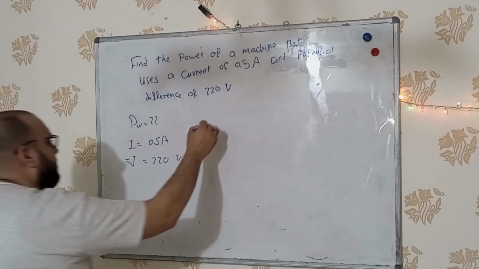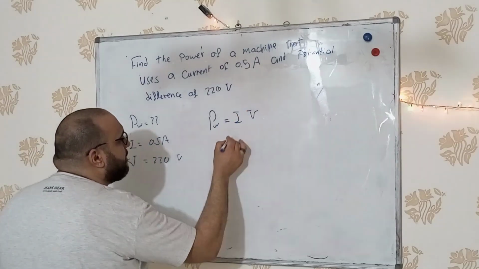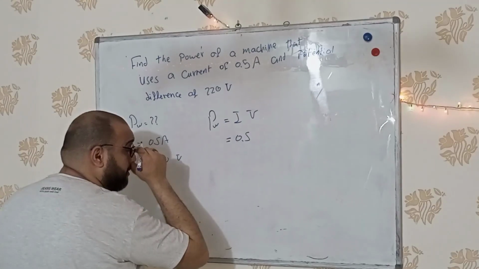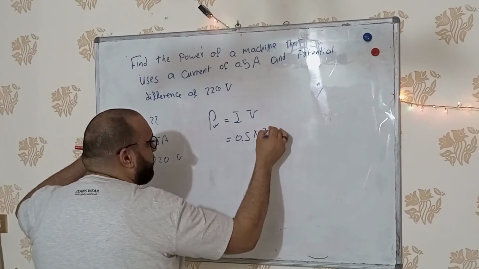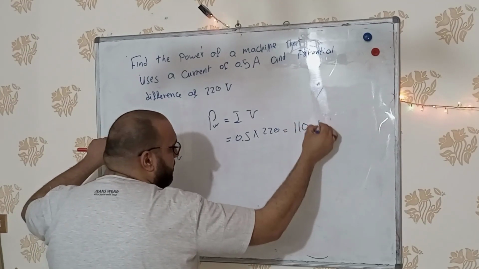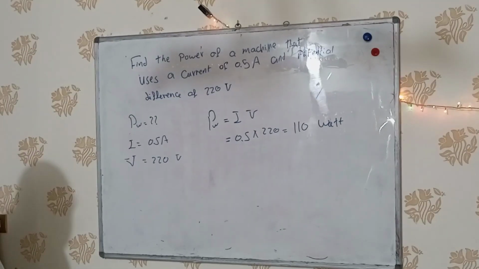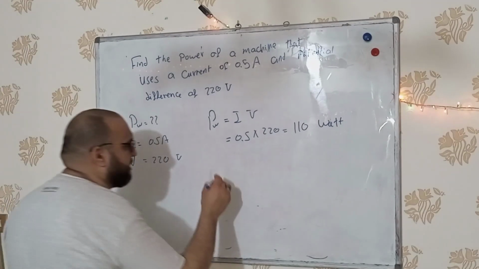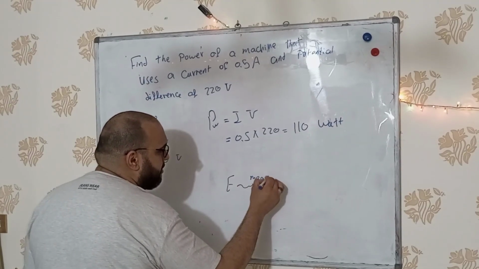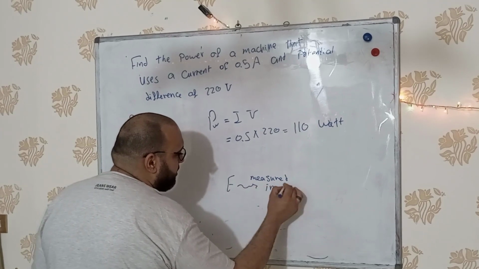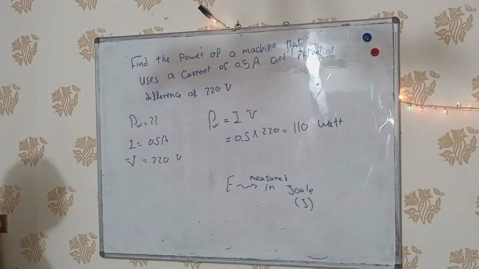So the power can be found from the relation I times V. I is half, times V, 220, equals 110. Don't forget the unit of power is watt, and the unit of energy is joule.